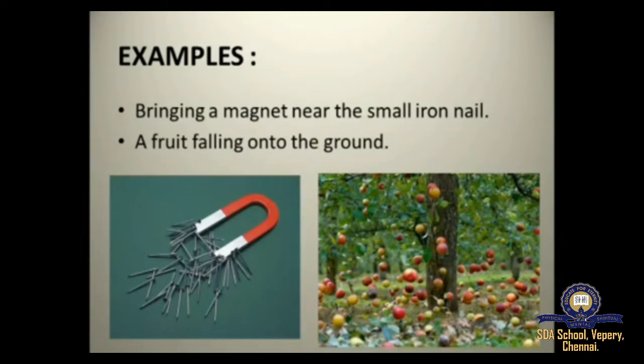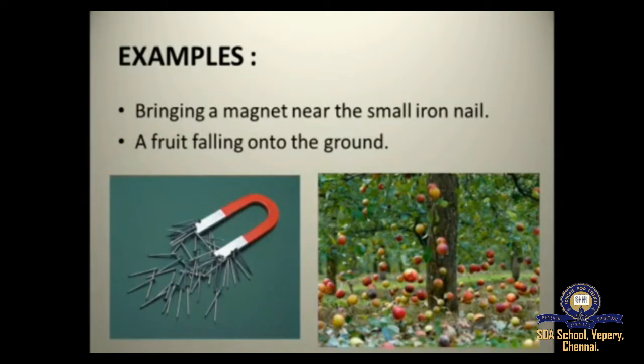And the second one is fruits falling onto the ground. Consider when a ripened coconut or any kind of fruit falls to the ground, what pulls it to the ground? We have all heard of the force of gravity of the earth. So gravity pulls the ripened coconut or any fruit from the tree to the ground. In these two examples, the force is applied without touching the object. Such types of forces are called non-contact forces.